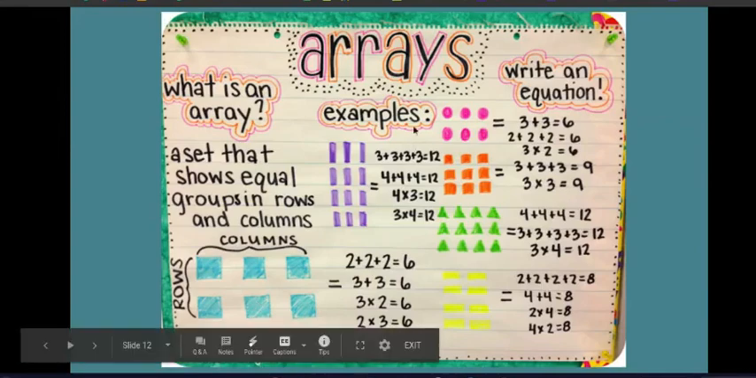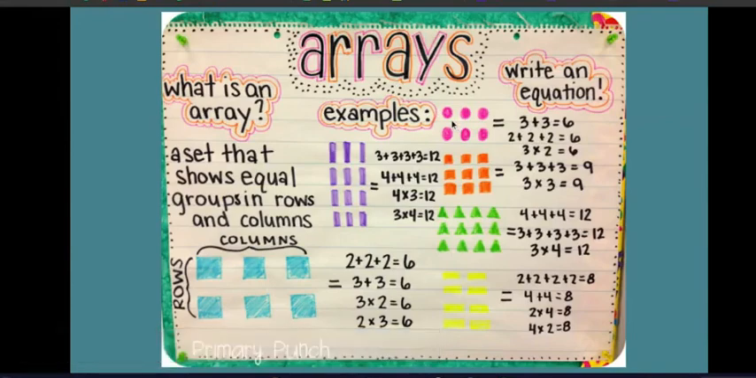Where can we go next? I'm going to go to these pink polka dots next. You can follow my mouse on the top. I have the same equation. I have 2 rows of 3 things. So I have 2 groups of 3 things. 2 times 3 is 6.